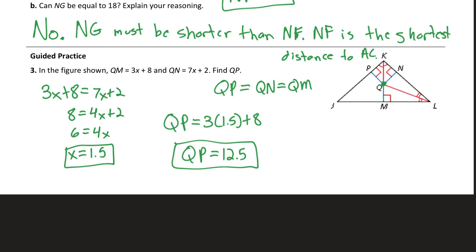So in the end, QP is 12.5. So this just illustrates that you don't have to be concerned if you get a decimal. Substitute into both expressions. If they're equivalent after you substitute, you know you did it right. So you're ready for the practice on this. Take your time, reference your notes, make sure you know the difference between a circumcenter and an in-center.